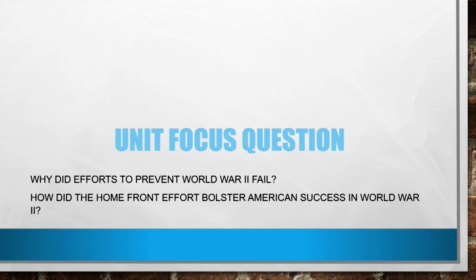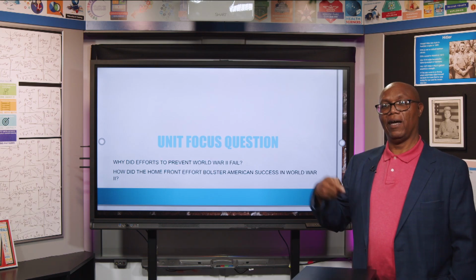We won't answer the unit focus questions after the lesson. What we will do is, at the end of Part 1 and Part 2, go back and answer these questions. You have two questions here. The first one is, why did efforts to prevent World War II fail? And the second question, how did the home front effort bolster American success in World War II? When you look at the first question, it's more or less for Part 1, and the second question for Part 2.